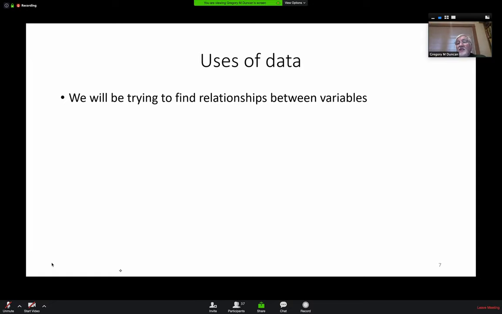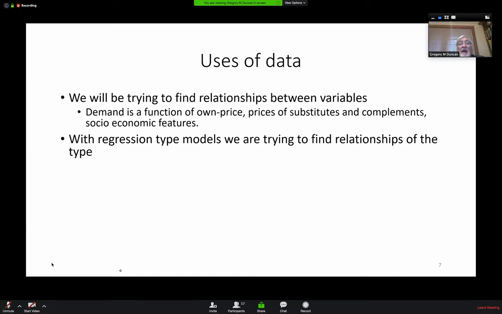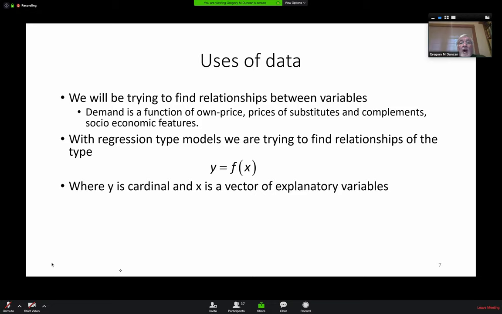We will be trying to find relationships between data. Demand is a function of its own price, prices of substitutes and complements, and socioeconomic features. In regression type models, we try to find relationships of the form y equals f of x, where x is a vector. The vector would have your own price, the price of substitutes, the prices of complements, socioeconomic features, anything that you can measure that might conceivably affect demand. Y here in a regression type model will be cardinal, and x is a vector of explanatory variables. The components of x are called features.